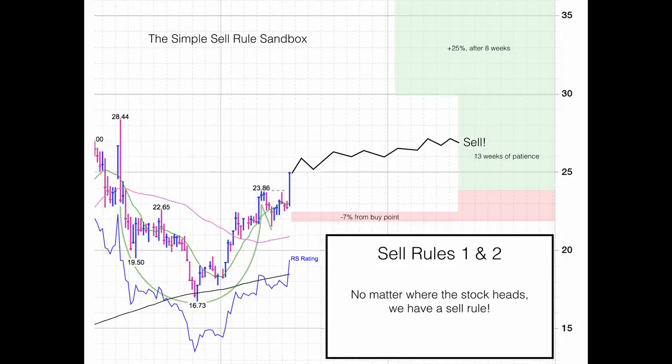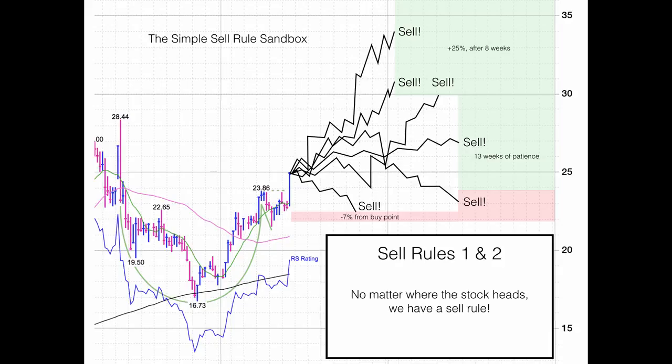Doesn't really go very far, and you lose patience with it after you're patient for 13 weeks and you're tired of the stock, move into something else, sell it. Moves up, comes back down, you were patient, give it the 13 weeks, sell it. Fails immediately or somewhere in between, you're out. Anywhere this stock can go, we have sell rules. We've contained this to a sandbox. Okay? That's what sell rules 1 and 2 are for.